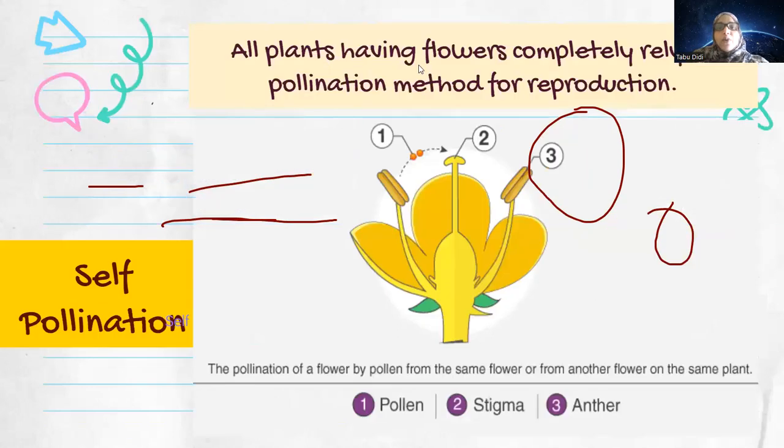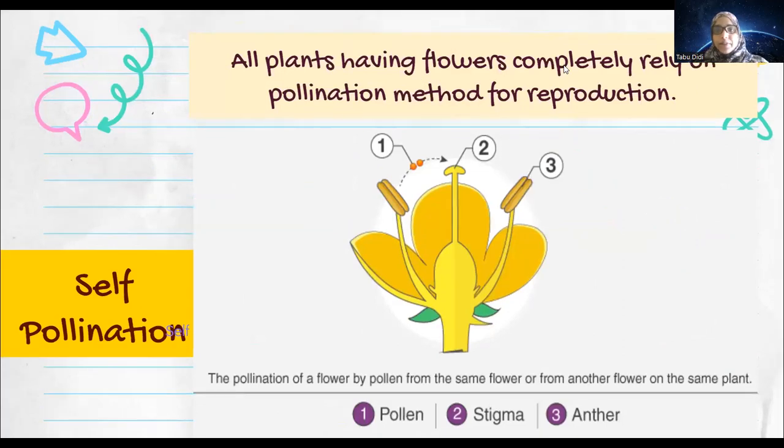Okay, so now we move to the types of pollination. Pollination is classified broadly into two types, that is self-pollination and cross-pollination. The first that we will discuss is self-pollination.